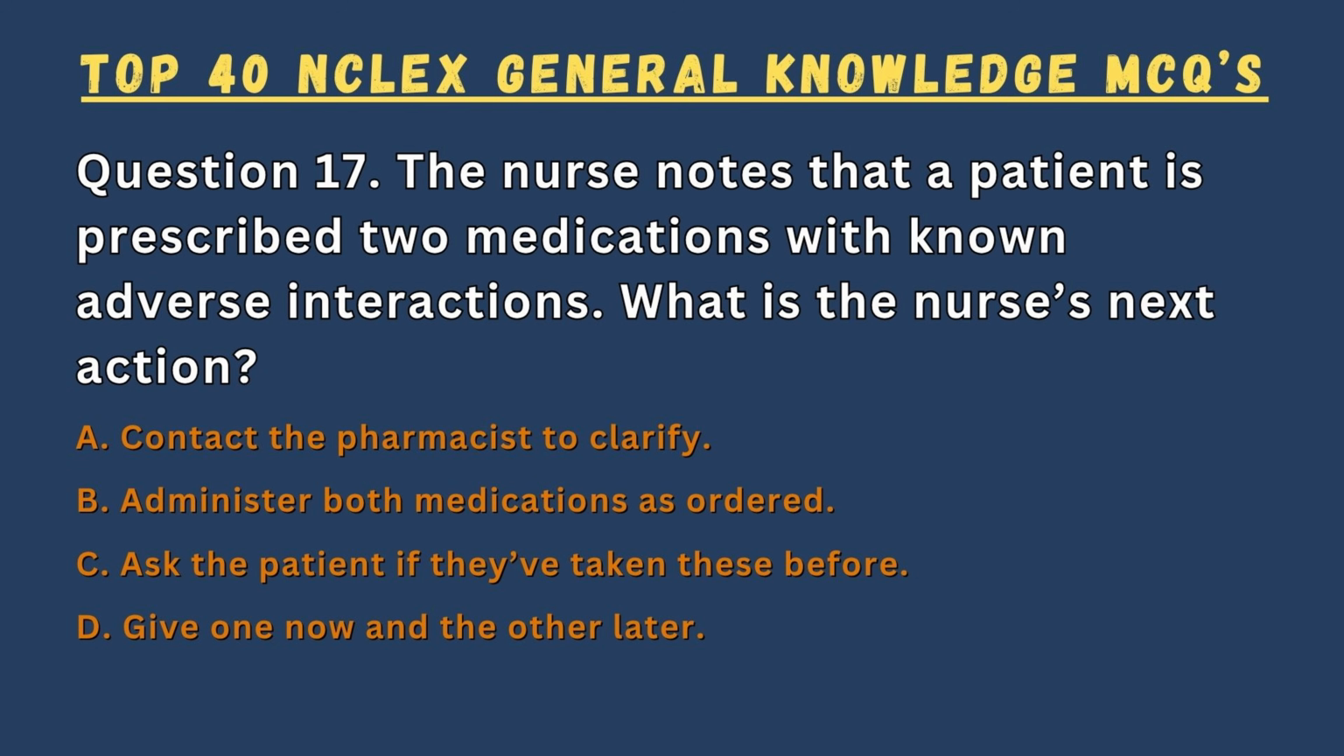Question 17. The nurse notes that a patient is prescribed 2 medications with known adverse interactions. What is the nurse's next action? A. Contact the pharmacist to clarify. B. Administer both medications as ordered. C. Ask the patient if they've taken these before. D. Give one now and the other later.